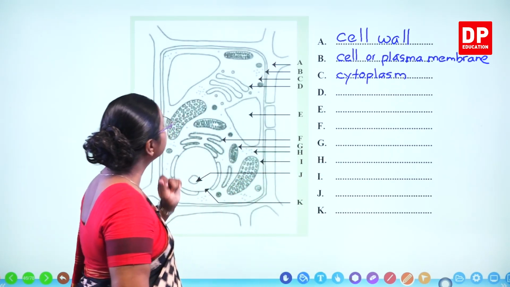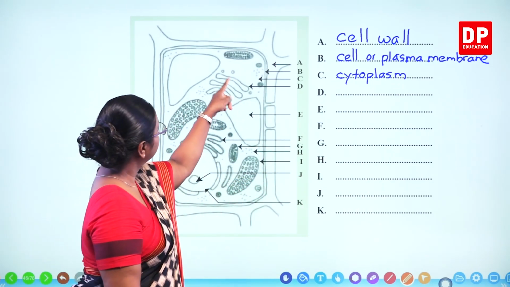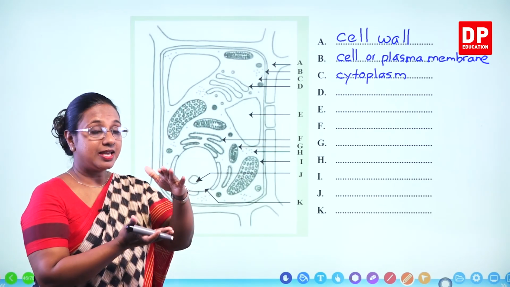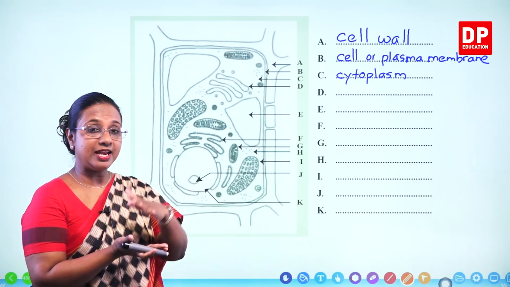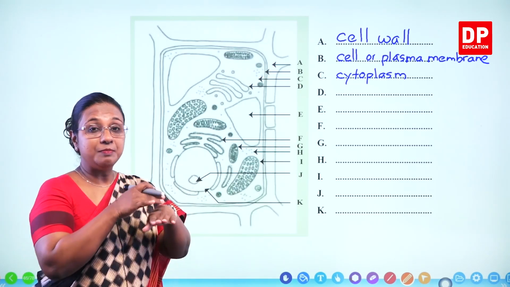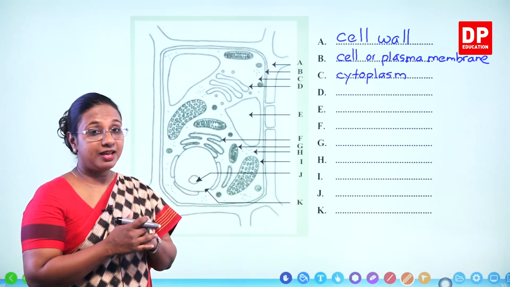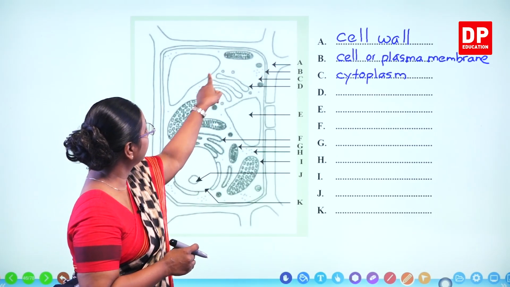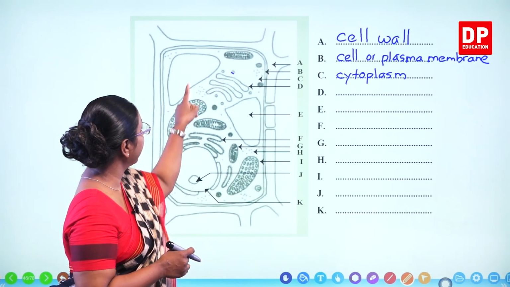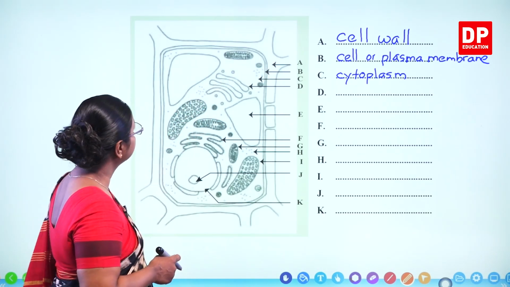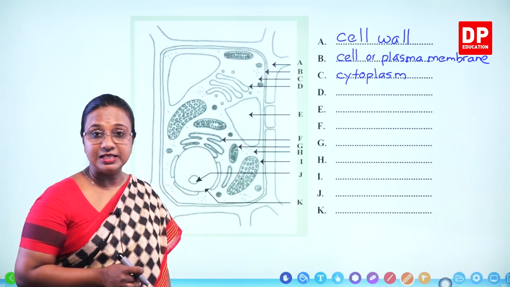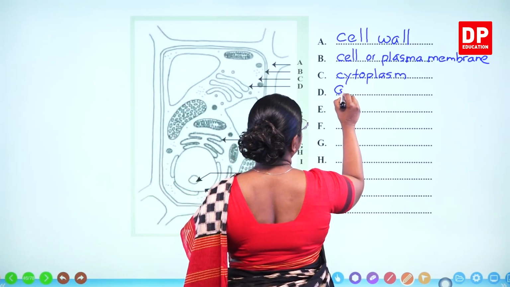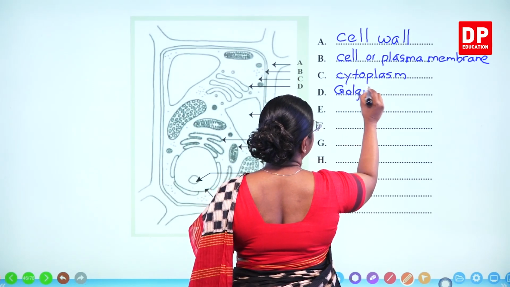Then we have D. You have identified the structure like a stack of saucers arranged one on top of the other, membrane-bound sacs arranged together with vesicles on the side. Here you can see the membrane-bound sacs and the vesicles there. So this has to be the Golgi complex. Golgi complex.